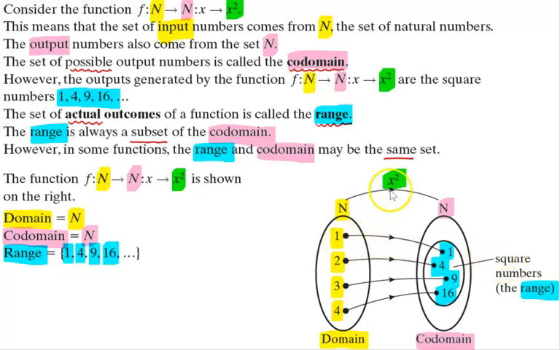So 1 squared is equal to 1. 1 times 1 is 1. 2 squared is 4. 3 squared is 9. 4 squared is 16.